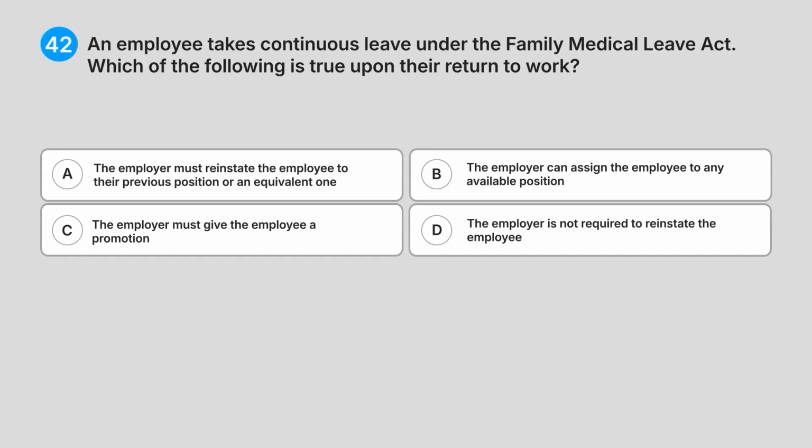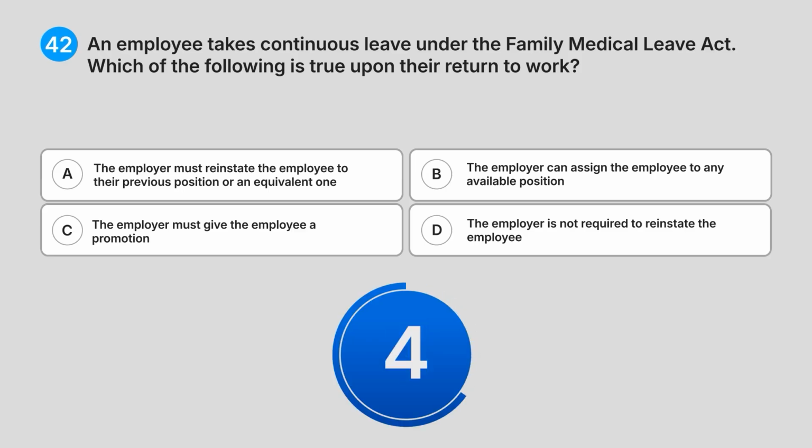42. An employee takes continuous leave under the Family Medical Leave Act. Which of the following is true upon their return to work? A. The employer must reinstate the employee to their previous position or an equivalent one. B. The employer can assign the employee to any available position. C. The employer must give the employee a promotion. D. The employer is not required to reinstate the employee. Do you know the answer?